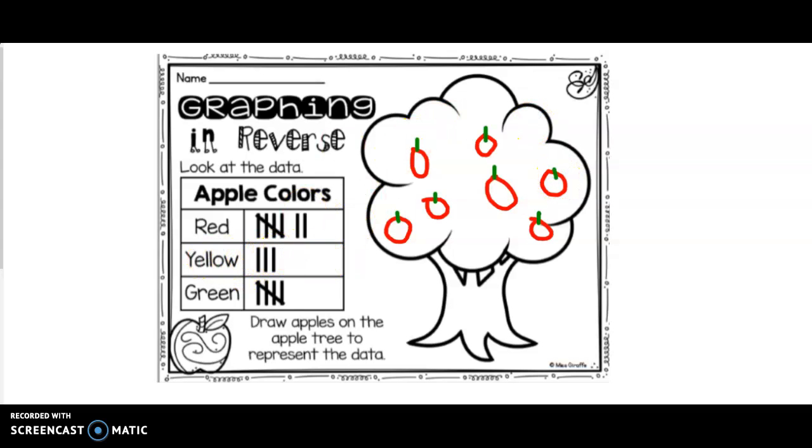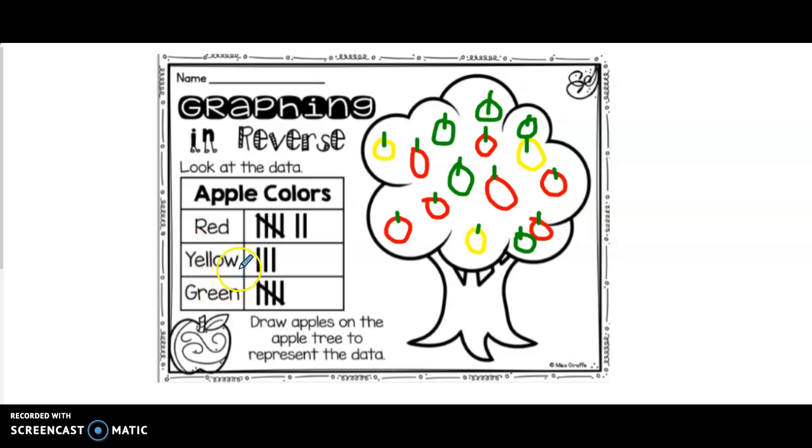Then next I have yellow apples. It's telling me that there are 3, so I'm going to draw 3. 1, 2, and 3. Get my green and give them a little stem. There we go. And then last is green apples. There are 5. So I'm going to put 1, 2, 3, 4, and 5. There we go.